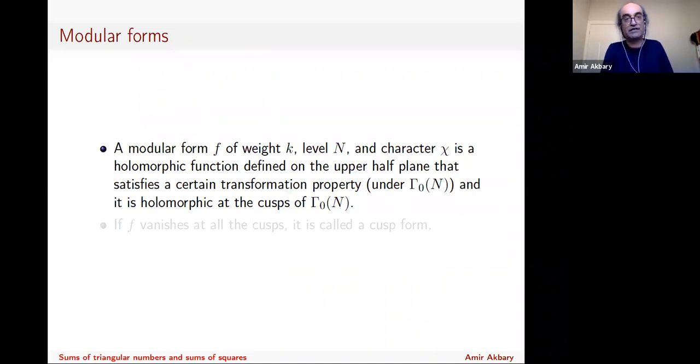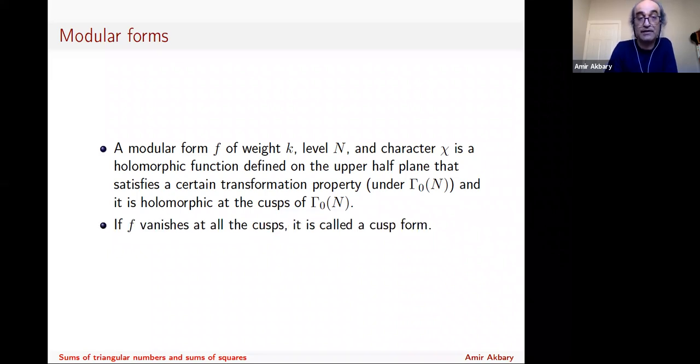So to do that, I have to say something about the modular forms. Again, I don't want to describe everything in detail here. So roughly, a modular form f of weight k, level n, and character chi is a holomorphic function defined on the upper half plane that satisfies a certain transformation property under gamma naught n and is holomorphic at all the cusps of gamma naught n.